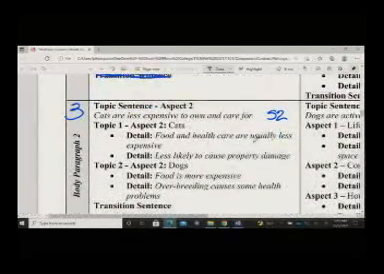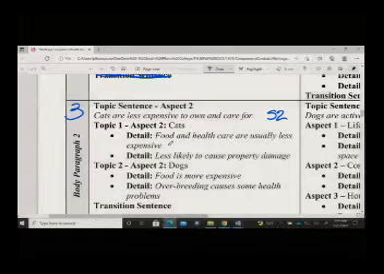So you can see food and healthcare are usually less expensive, not when they're babies, and less likely to cause property damage. Oh my gosh. Our kitten has discovered the curtains. And thank heavens all of my furniture is old because he's clawing his way up. It's wonderful. Transition to dogs, food is more expensive, overbreeding causes some health problems.